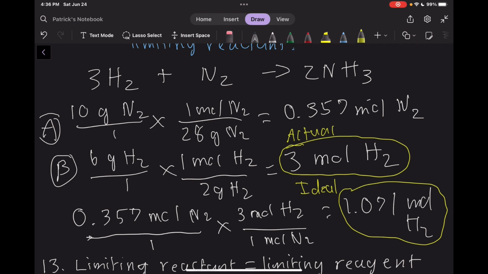Now, if the ideal amount of B is higher than the actual amount of B, then B is the limiting reactant. One more time. If the ideal amount of B is greater than the actual amount of B, then B is the limiting reactant. The ideal amount of B is 1.071 moles, but our actual amount is 3 moles. The actual amount is greater. So B, or hydrogen gas, or H2, whatever we want to call it, is not our limiting reactant. Our only other reactant, nitrogen gas, has to be our limiting reactant.